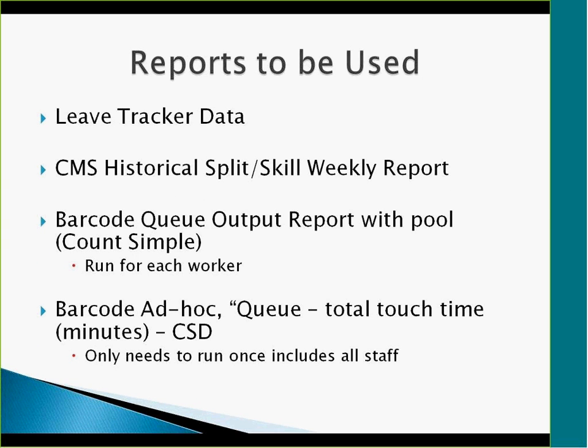The 4 reports that will be utilized by the supervisors to complete the weekly tool are the leave tracker data, and the CMS, which is the call management system, historical split skill weekly report, and this is only used for our navigator team. The rest of the report is completed with barcode reports. The first one is a barcode queue output report and a field office report, and we're using the queue output report with pool and the simple count, and that's run for each worker, and we'll show you how to go through that here in just a few minutes.